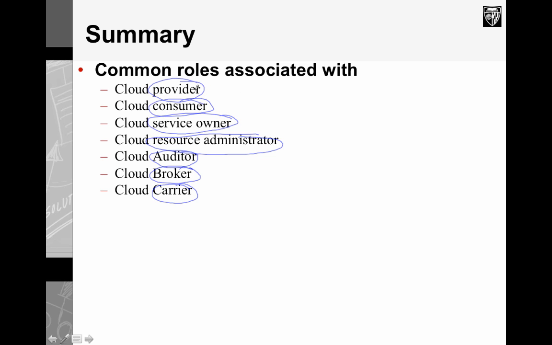In this class, we will not be playing the role of the cloud provider. We'll be playing more the role of a cloud consumer. We'll also play the role of a cloud service owner because we'll be launching our own cloud service. We'll also play the role of a cloud administrator because we're going to be launching cloud services. We'll not play the role of the cloud auditor or the cloud broker or the cloud carrier.